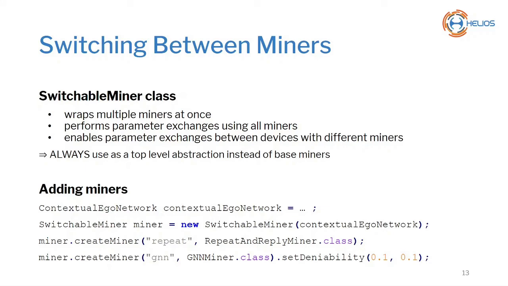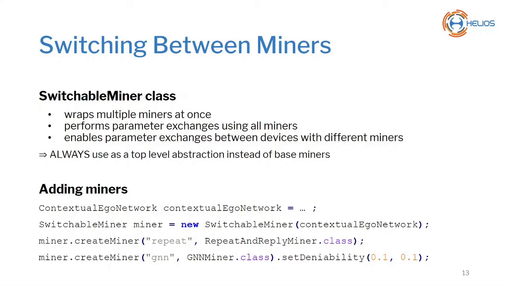To do this in a way that retains parameter dissemination and hence not lose out on predictive capabilities from miners being inactive, the SocialGraphMiner module introduces the switchable miner class. Effectively, this class wraps multiple miners at once and aggregates their parameters to exchange. We recommend using a singleton instance of this class as a top-level abstraction of mining tasks, since it also checks and exchanges parameters only between compatible miners.